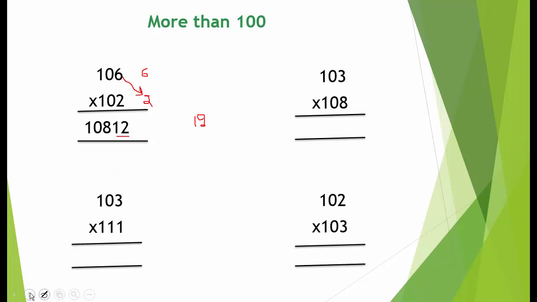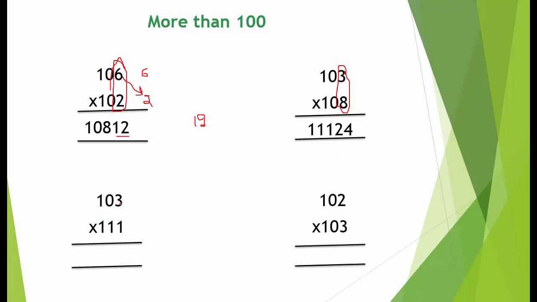Now 103 and 108. 3 and 8, 3 8s are 24, and simply add these two digits. This will become 111. So 11124. For example, in this we are also adding 106 plus 2, that is 108. So simply add this. This will become 111, and next 8 3s are 24. So 11124 will be the answer.